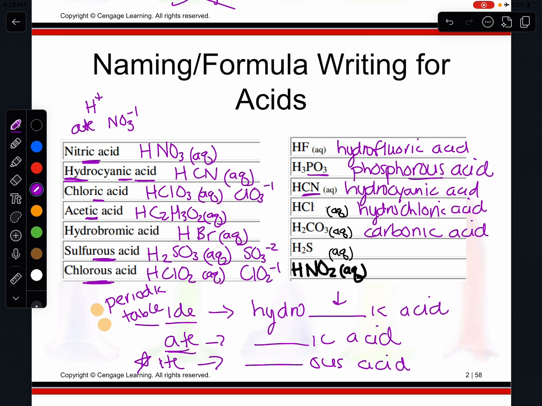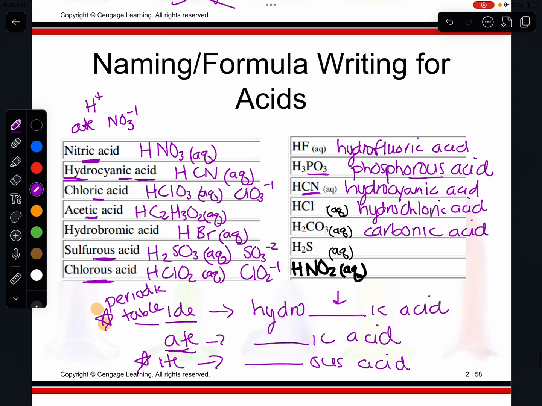You always have the word acid at the end of these. H2S is from the S minus 2 charge on the periodic table, which means it's an ide ending. So we're going to call this hydrosulfuric acid. All right, and the last one we have is NO2. NO2 is nitrite. Because it is nitrite, it is this third example down here. It becomes nitrous acid.